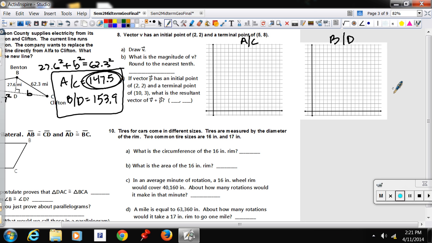Okay, so the vector was 2, 2, and it had a terminal point of 5, 8. The B and D test had a 1, 2, and it had a 5, 9. So over 1 and up 2, over 5 and up 9.